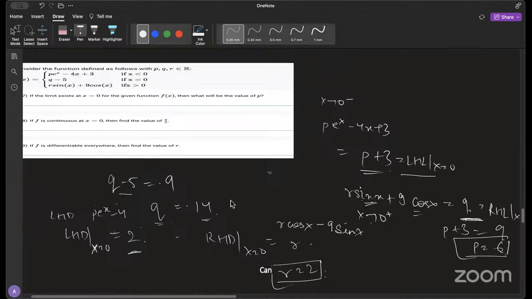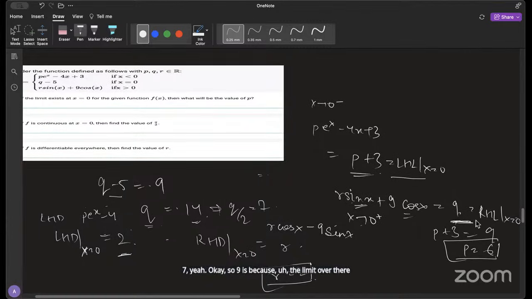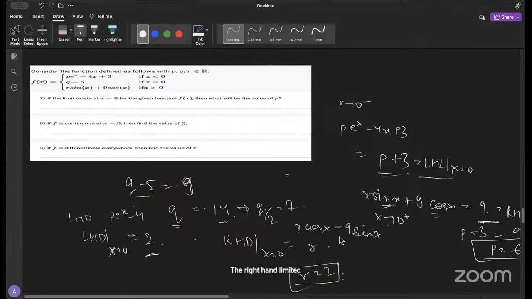Can you just explain the part of q by 2, eighth question? Why did we take 9? And if it's q by 2, because we've just found the value of q, you should be having 7. 7, yeah. Okay. So 9 is because the limit over there, the right hand limit is 9. Yes, it's the right hand limit. The right hand limit at 0 is 9. Okay. Thank you.